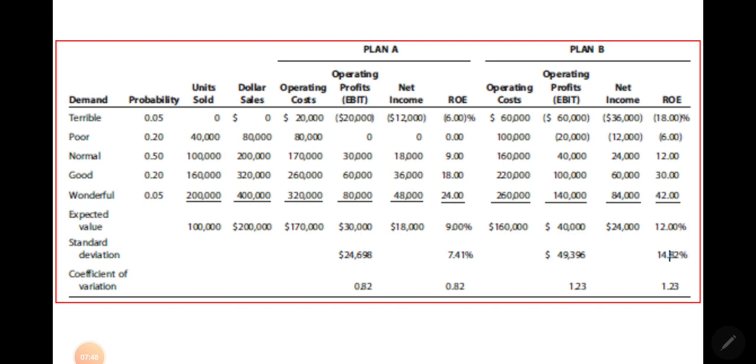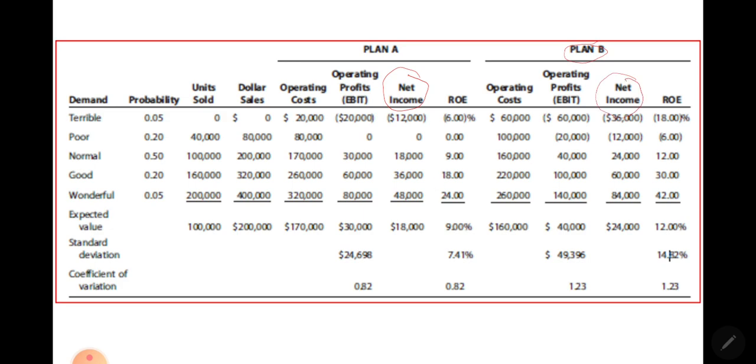So continuing with the hypothetical example, now this is a table. Over here you have the data for plan A and over here you have the data for plan B. On this side you have the demand, so terrible, poor, normal, good, wonderful. So there are different probabilities attached with each demand, and based on that there will be different units sold and there will be different dollar sales. Based on this, they have calculated what will be the net income for plan A and what will be the net income for plan B.